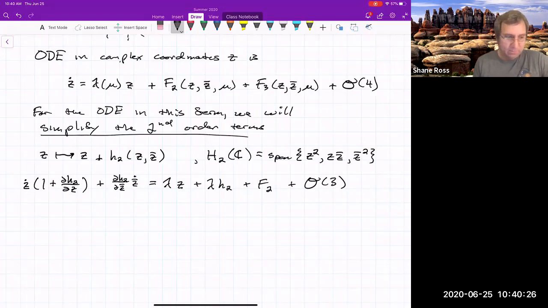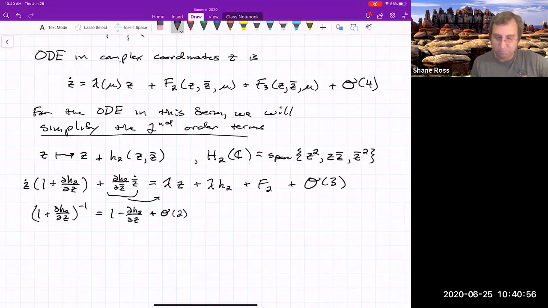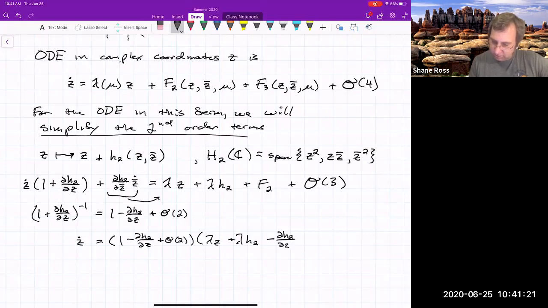All right. We'll move this term with the Z bar dot over to the right-hand side. And one plus partial H2 partial Z, we're going to have to take the inverse of that. It's like the complex version of a Taylor series, because partial H2 partial Z is small. So we get that plus, that's a first order term. So the next terms would be second order. So what do we get? Z dot equals one minus partial H2 partial Z, this term of order two, times lambda Z plus lambda H2. We still have this term, partial H2 partial Z bar and Z bar dot, plus F2 plus order three.